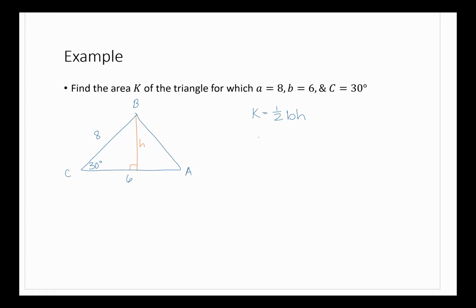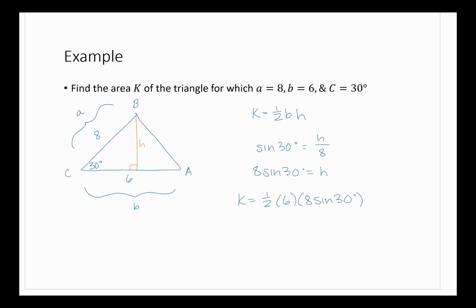Here, my height would be found by the sine of 30 degrees equal to h over 8. That gives me 8 sine of 30 equals h, and that's what I'm going to substitute in right here. Base here is still little b, because this would be little b, and this would be a. So when I find my area, I can do half times the base, which is 6, times the height, which is 8 sine of 30 degrees.